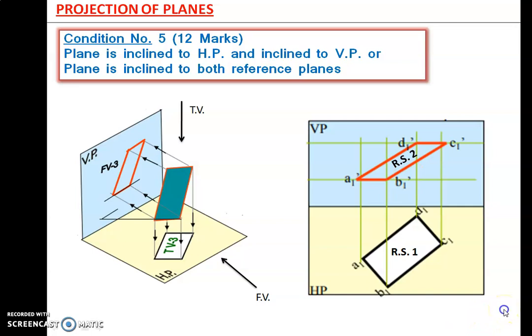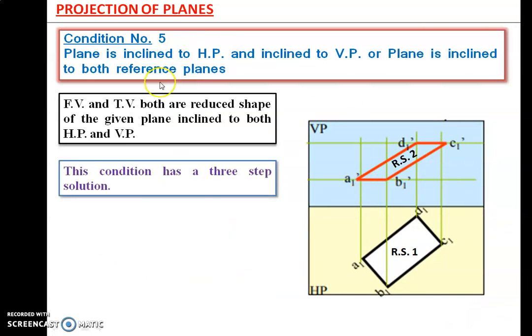Now we will see in the next slide what are the things which we want to consider when drawing this particular condition. Here I have written the same thing, that the front view and top view both are reduced shapes of the given plane which is inclined to both HP and VP. So this condition has a 3-step solution. Conditions 3 and 4 were 2-step. Now condition number 5 is a 3-step solution.